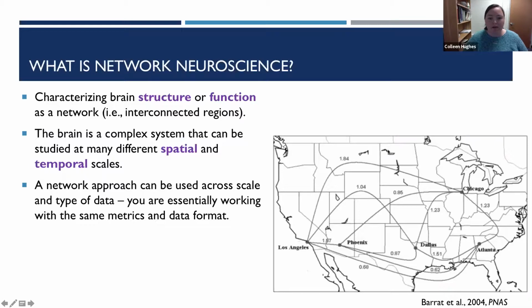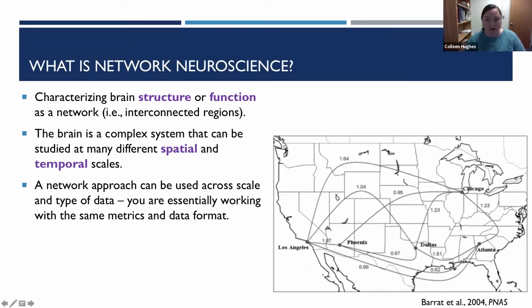Network neuroscience is a subfield of both network science and neuroscience that aims to characterize brain structure or function as a network. So really what it's focused on is relational data. The reason for looking at relational data is that the brain's a complex system. It's rare that one region really acts alone. And you can also study the brain at multiple different spatial and temporal scales.